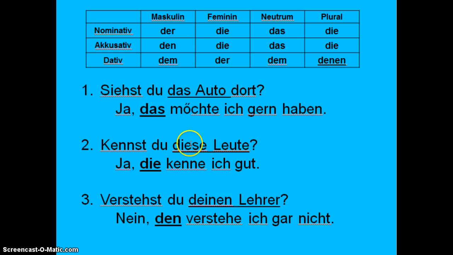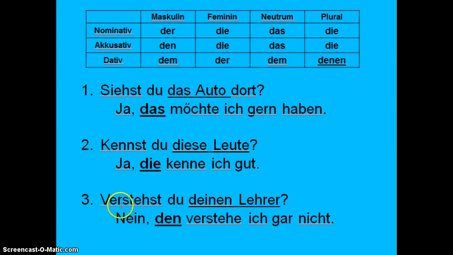Nummer 2, kennst du diese Leute? Leute is plural, okay? When I want to answer that question, but I don't want to repeat Leute, I just want to refer back to them. Leute is plural, and it's a direct object, so I refer to them as die. Ja, die kenne ich gut. In my head, I'm saying, yes, those people, those I know well.